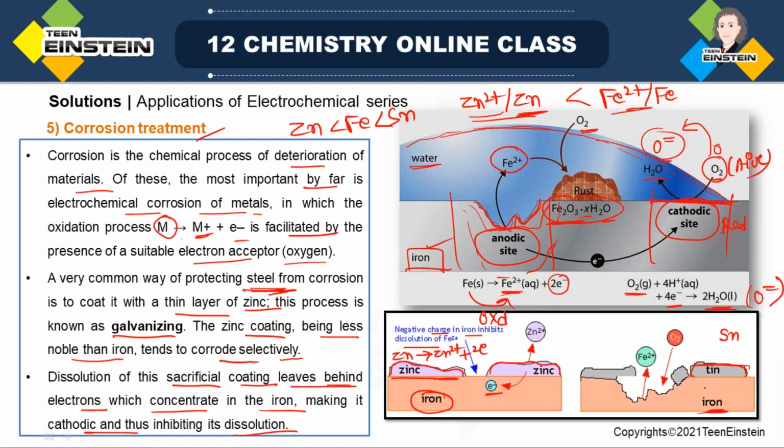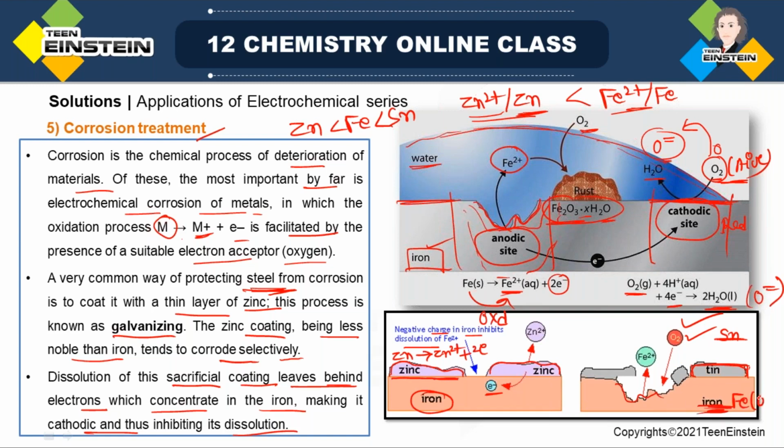Now tin will act just like oxygen. So there will be more and more corrosion. When there is no layer, you get some corrosion, but in the presence of a tin layer the corrosion will even increase, because now there are two electron accepting species. Oxygen is already present in the atmosphere, and now you have given a tin layer. So tin is also capable of accepting electrons from iron. As a result, iron will corrode very easily, because oxygen will also accept electrons from iron.